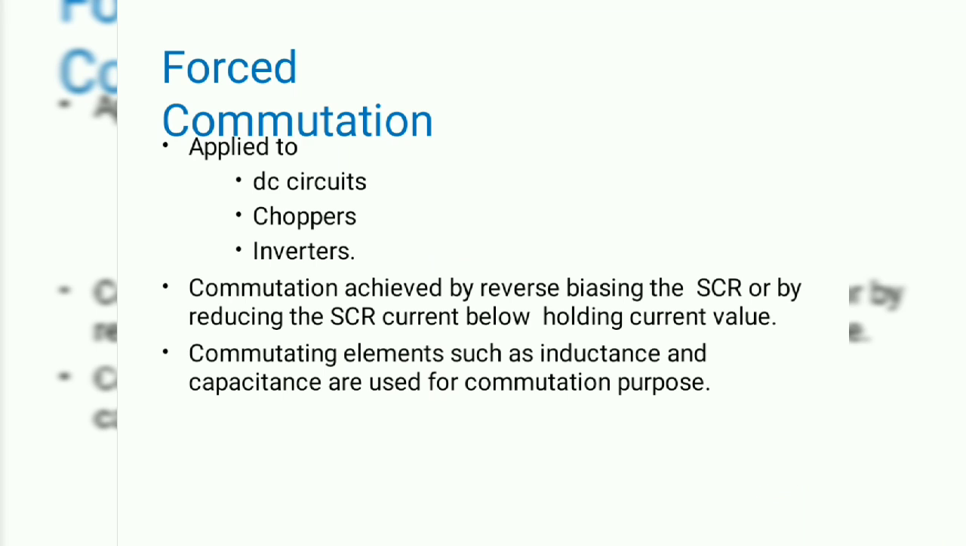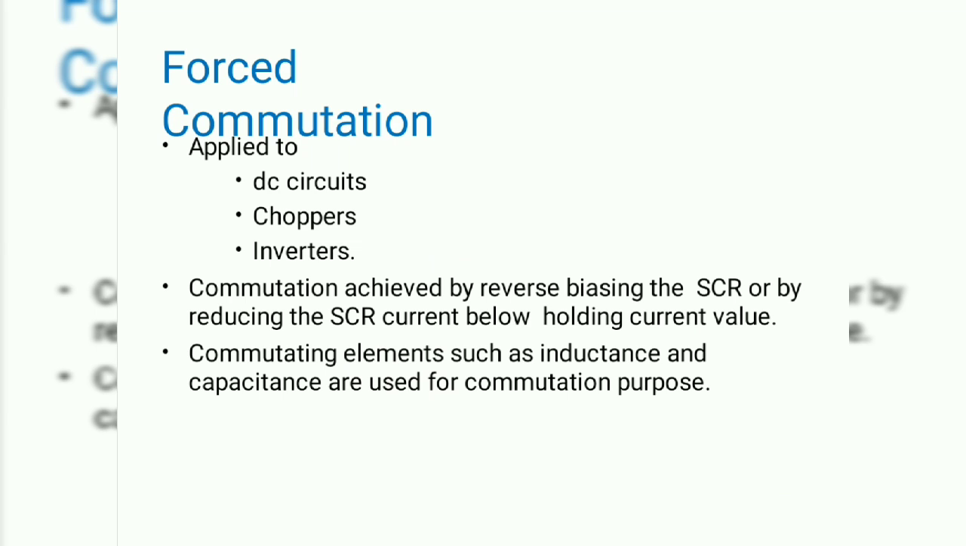Next concept, there is forced commutation. Forced commutation is applied to DC circuits, choppers and inverters, so DC to DC converters and DC to AC converters. Here commutation is achieved by reverse biasing the SCR or by reducing the SCR current below the holding current value. So there is current commutation and voltage commutation. The SCR current should be reduced below the holding current of the SCR so that you can turn off the SCR.